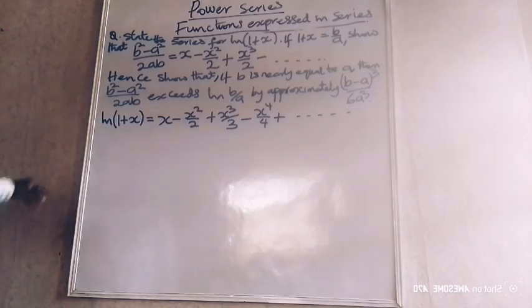Now the first part asks us to state the series for ln 1 plus x, and that is x minus x squared over 2 plus x cubed over 3 minus x raised to the power 4 over 4 plus, and continues like that. And please take note, we know that 1 plus x is equal to b over a. So from there, we'll be able to solve the next part.